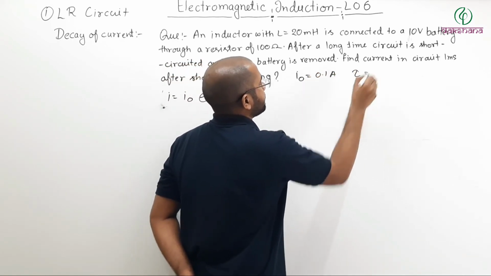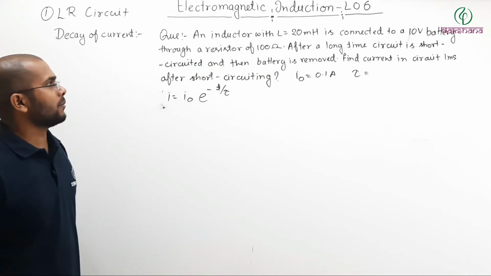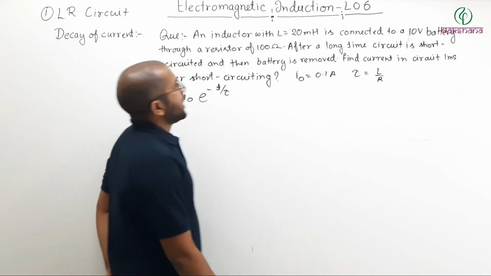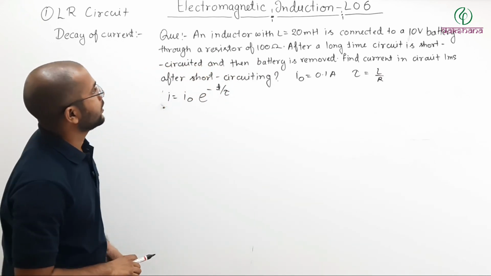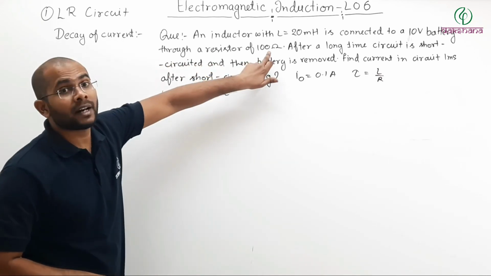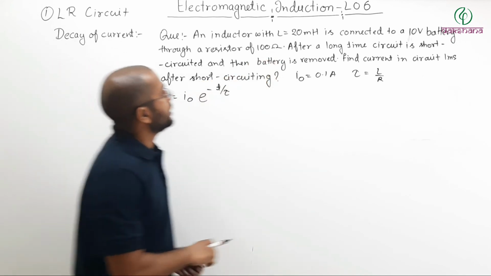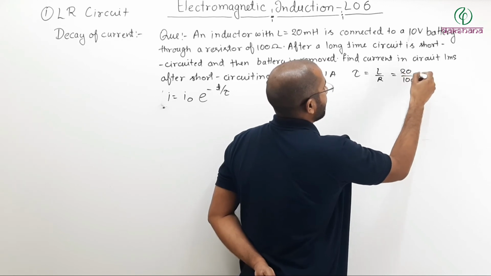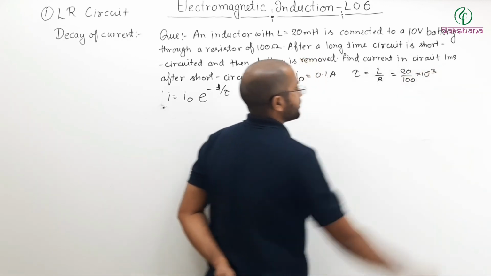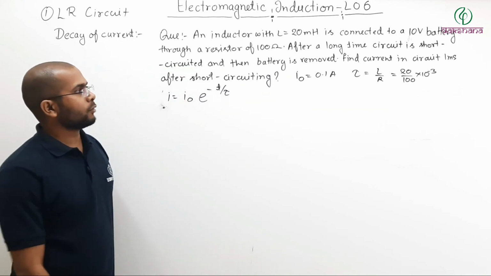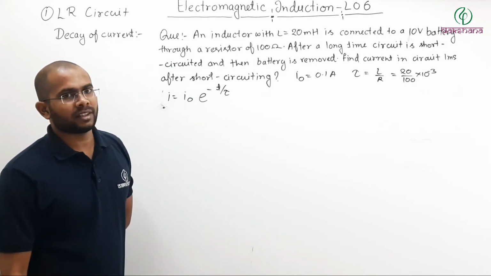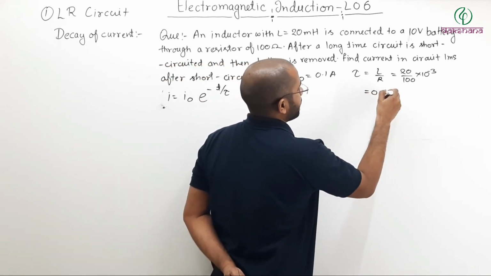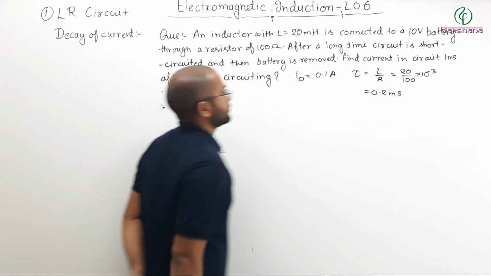What is the time constant? It is L by R. What is L? 20 millihenry. What is R? 100 ohm. So 20 millihenry, 20 divided by 100 times 10 to the power minus 3. So that would be 0.2 times 10 to the power minus 3, that is 0.2 millisecond.